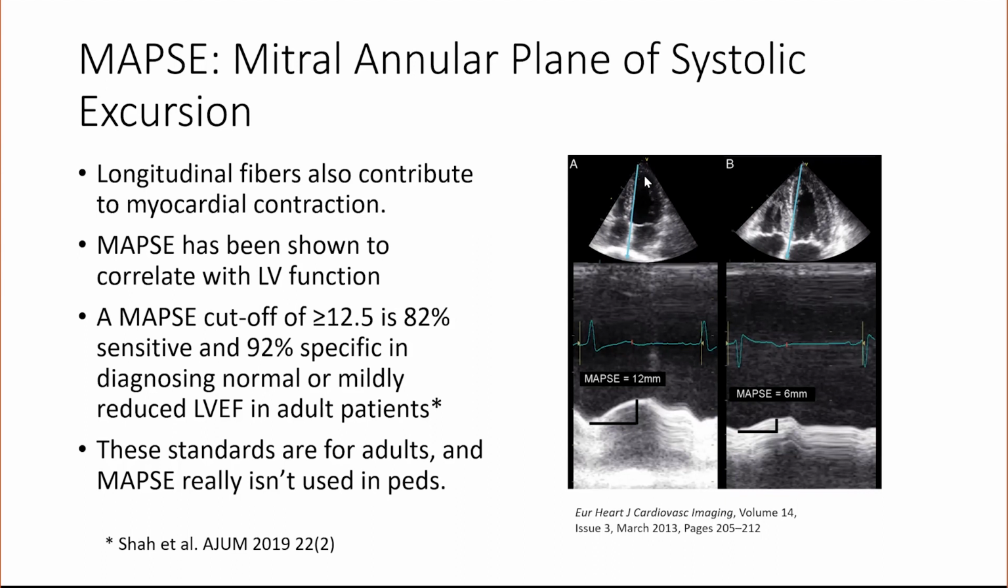You take a four-chamber view, and then you drop in M mode at the medial annulus of the mitral valve, and then you calculate the excursion. Anything more than 12.5 is considered to be normal, or at least not more than mildly reduced ejection fraction.